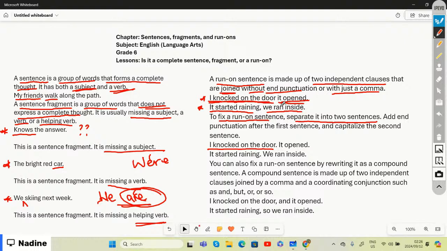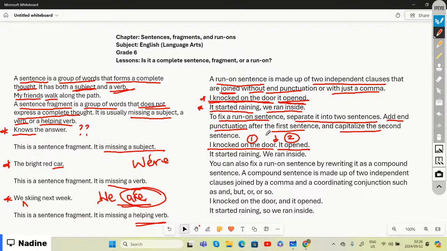Then we have our second sentence. It opened. We start with the capital letter, it opened, period. There we have our two sentences. Each has a subject and a verb. So we just fixed that run on sentence by separating it into two sentences. We added our end punctuation after the first sentence, like over there.